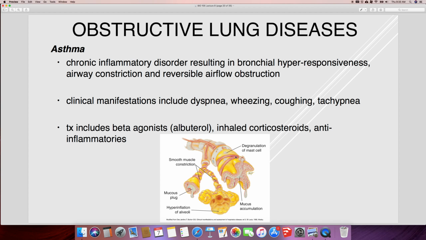So you can see down here, you have smooth muscle constriction. I mentioned in class, whenever smooth muscle is irritated, it's going to constrict. So that's kind of the problem here. You have this irritated smooth muscle, it constricts. You have mucus plugs that form because of the excess mucus production. So really a nasty, nasty thing. And it can obviously be a very serious condition in its acute state.